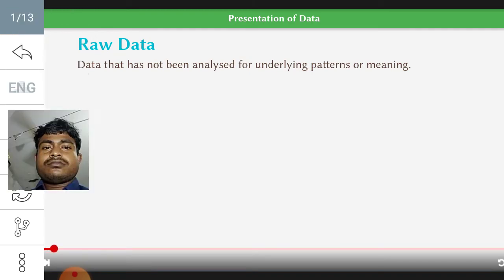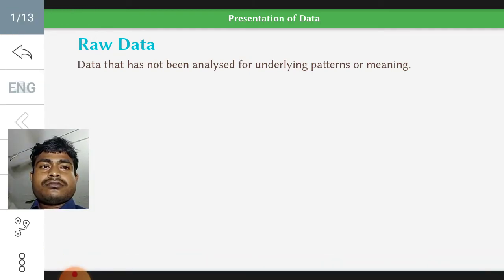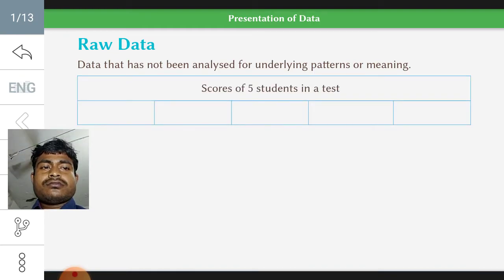Raw data is the data that has not been analyzed for underlying patterns or meaning. For example, here we have some raw data on the scores of 5 students in a test.